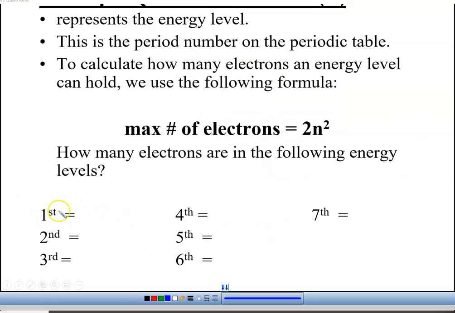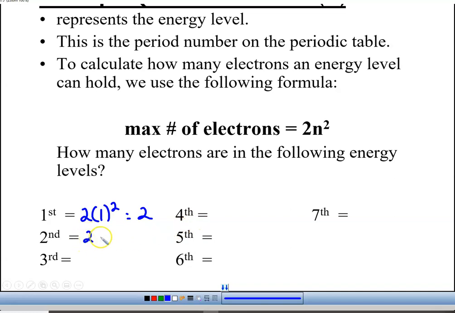All right, so if we were doing the first energy level, we're going to simply put 2, but the n is going to be replaced with the energy level. So you always square it first. So 1 squared is just 1, and then you multiply it by 2. And so the first energy level can hold 2 electrons. Neil Bohr said that, 2 electrons, right?